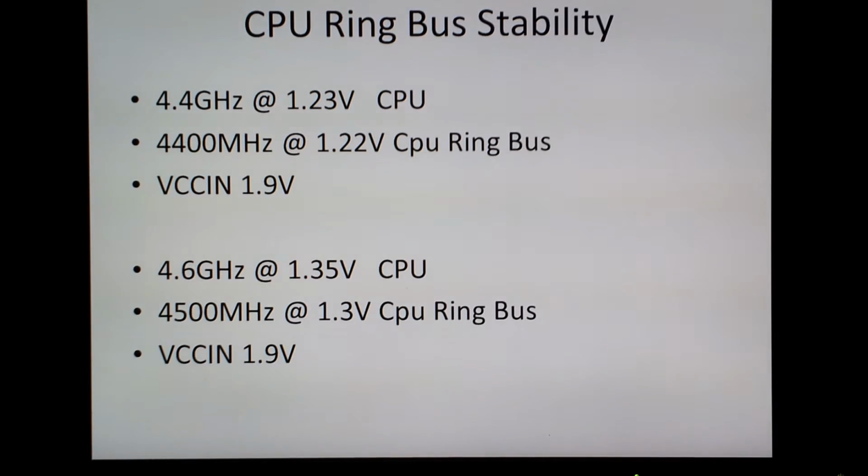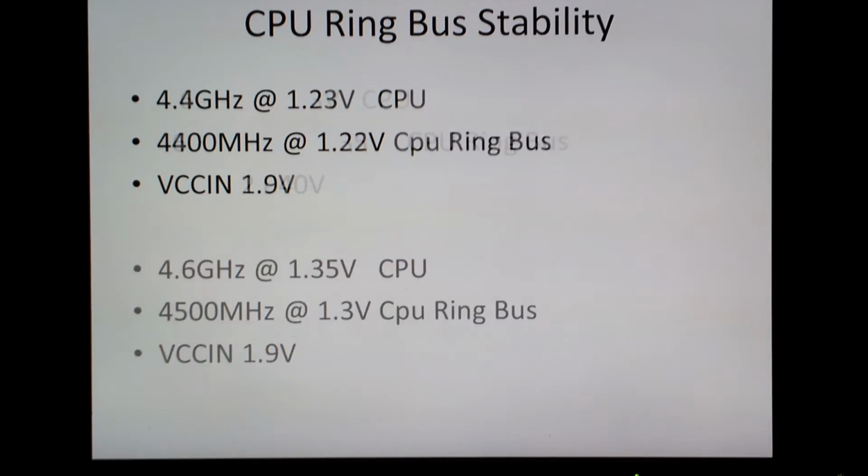For 4.6 gigahertz, I am still not able to maintain a 1-to-1 ratio. I had to drop my ring bus down to 4500 megahertz. It's fairly close. So my processor was stable at 1.35 volts. My ring bus was at 4500 megahertz, and I was able to drop the ring bus voltage down as low as 1.3 volts. Any lower and it was no longer stable for a minimum of 8 hours. And then my processor input voltage once again was 1.9 volts.